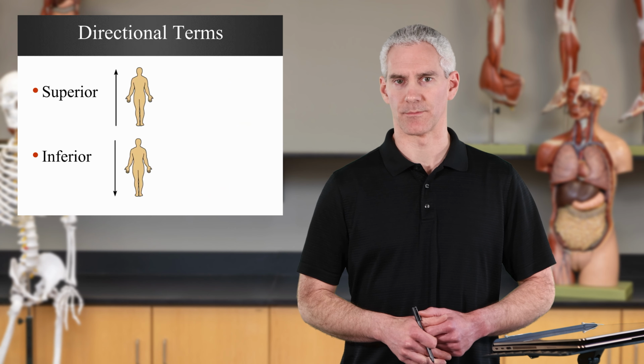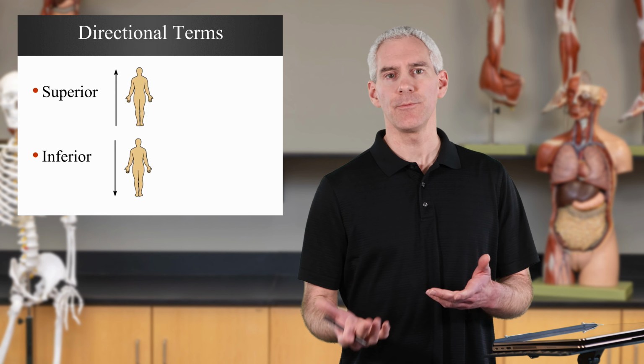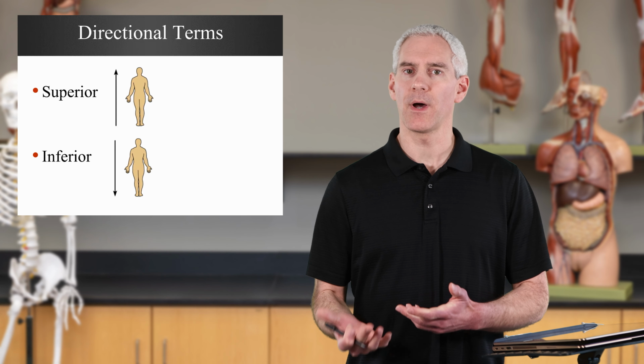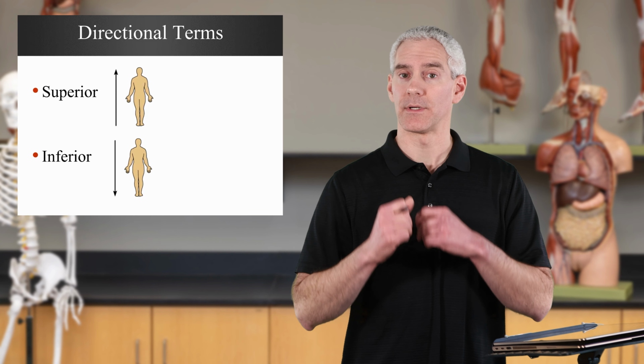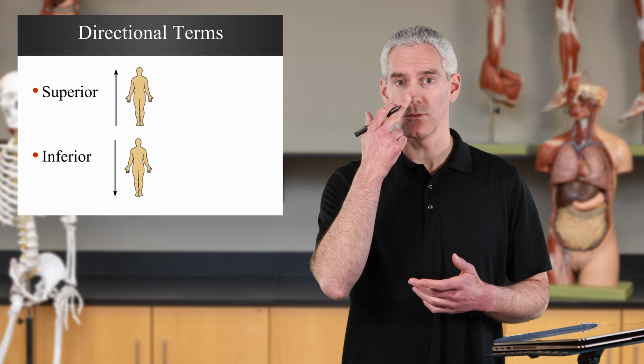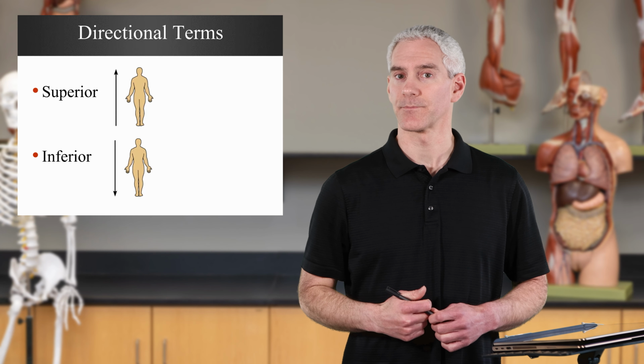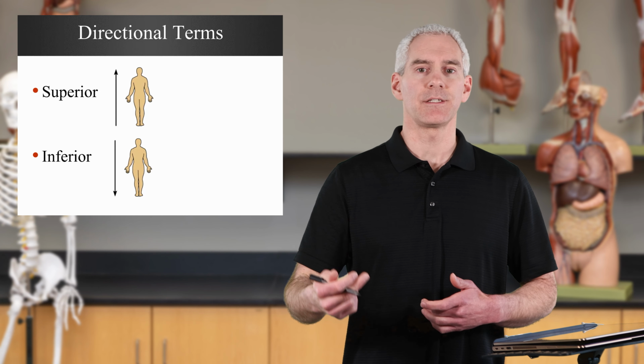Some directional terms. The first two, superior, inferior. You might have heard of these before. Superior is going up. So for example, the nose is superior to the mouth. The chin is superior to the sternum.